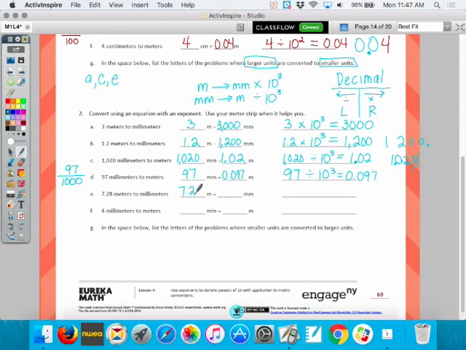7.28 meters. You're changing it to millimeters, times 10 to the 3rd. What did you get? 7,280. Let's see if that makes sense. 7 times 1,000. Yep. 7,000. 7,280. Notice I'm trying to make a definite difference between my comma and my decimal. How am I doing? Are you doing the same thing? Yes. It can get confusing.